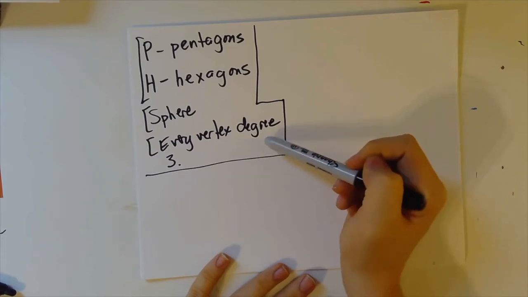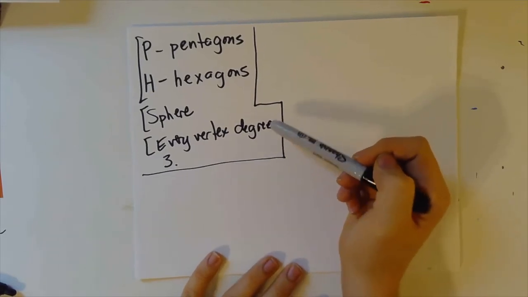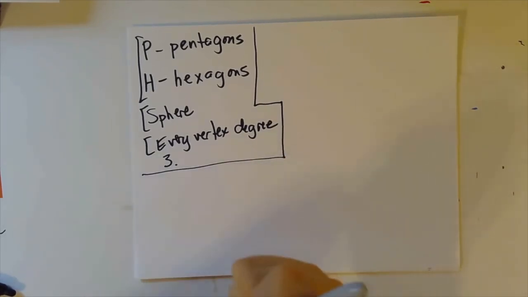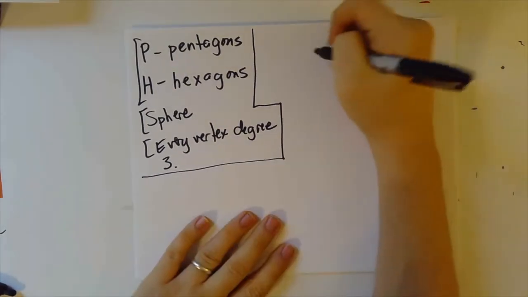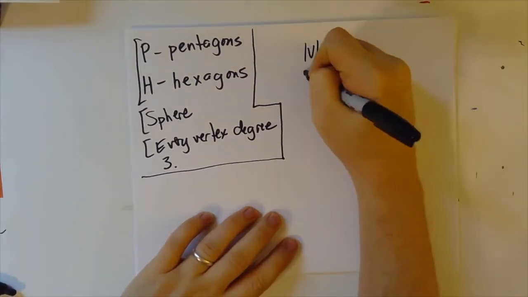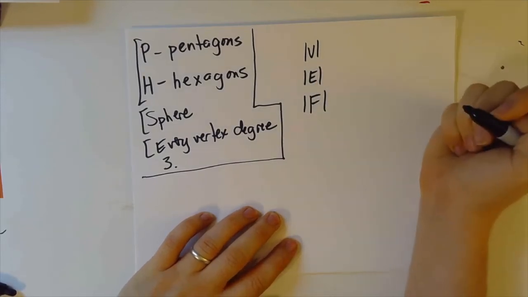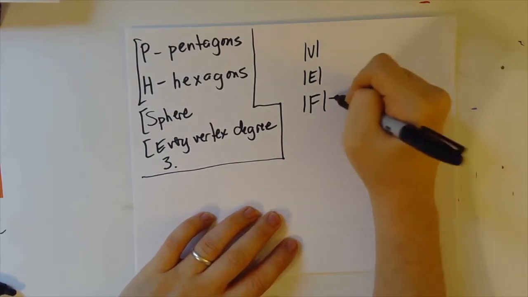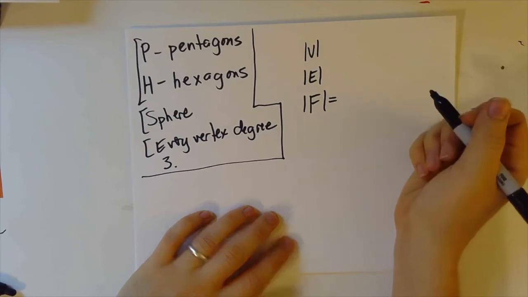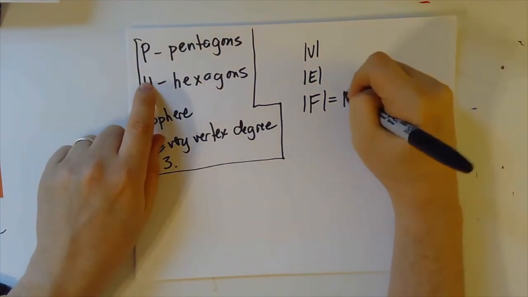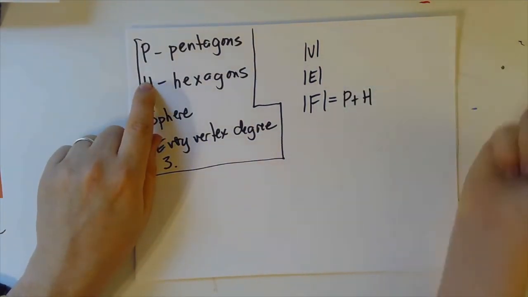But they have one thing in common, and we're going to figure out what that one thing is by calculating what the number of vertices is, what the number of edges is, and what the number of faces is. Now, the number of faces, that should be easy, because it should be the number of pentagons plus the number of hexagons.